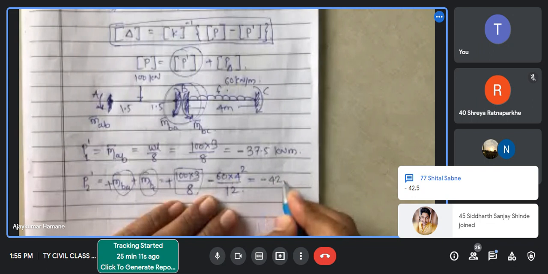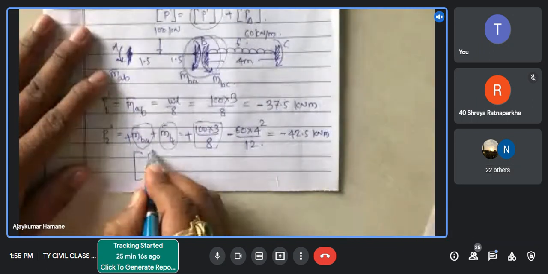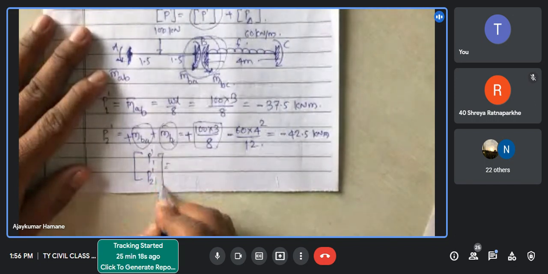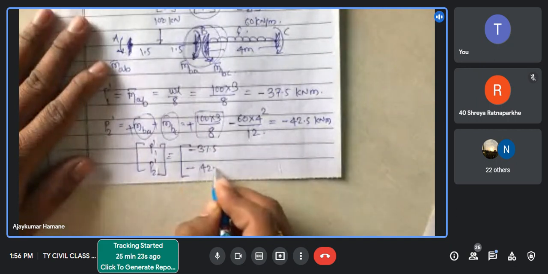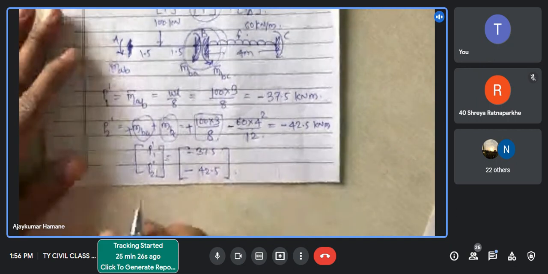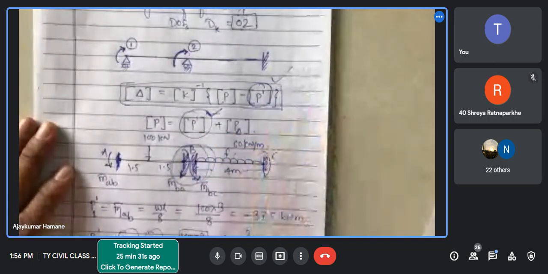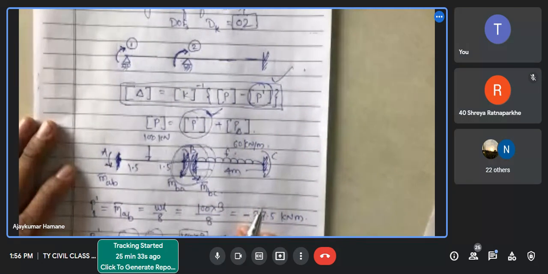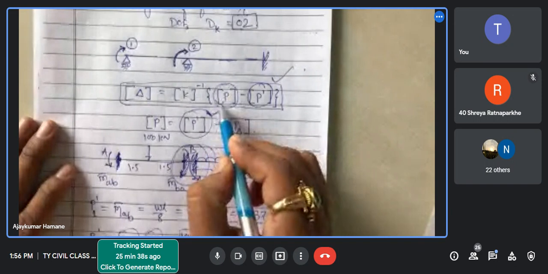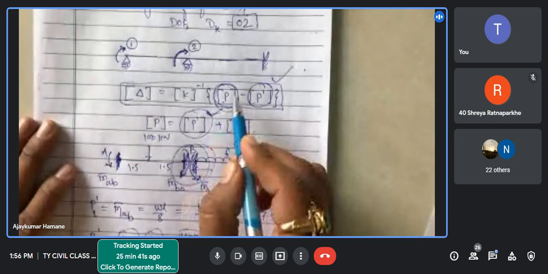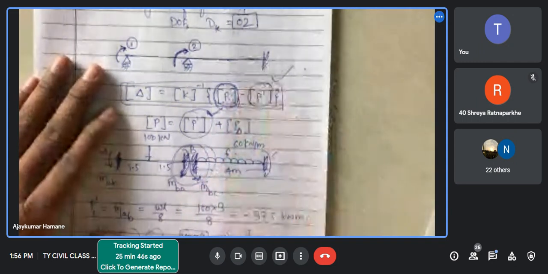Minus 42.5. Correct. So we got P1 dash, P2 dash equals minus 37.5, minus 42.5. So this is one matrix. Correct. So this one we have found out. Now, what is this one? This matrix is nothing but the loads.